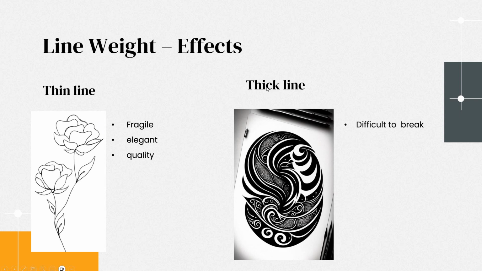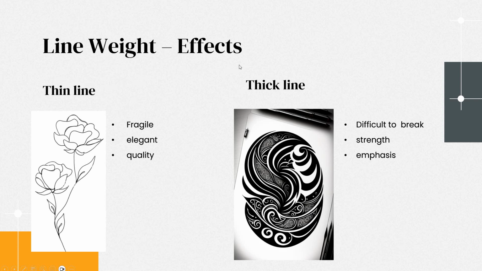Also, we've got thick lines, okay? Thick lines are usually difficult to break, which is the contrast of the fragile. Strength, it is so strong. You can see how this type of line is so strong. And also emphasis. Emphasis meaning making it very important, and this is the first thing that you can see. So it will emphasize the composition itself.